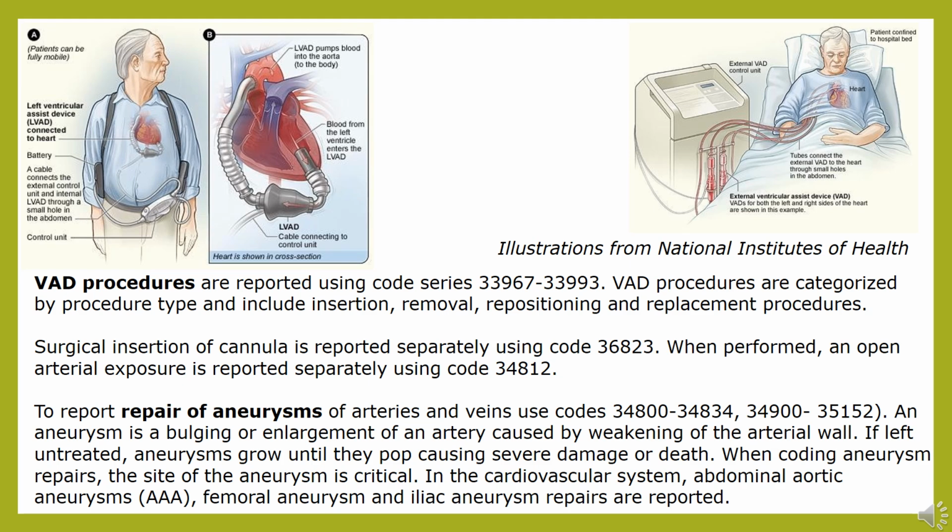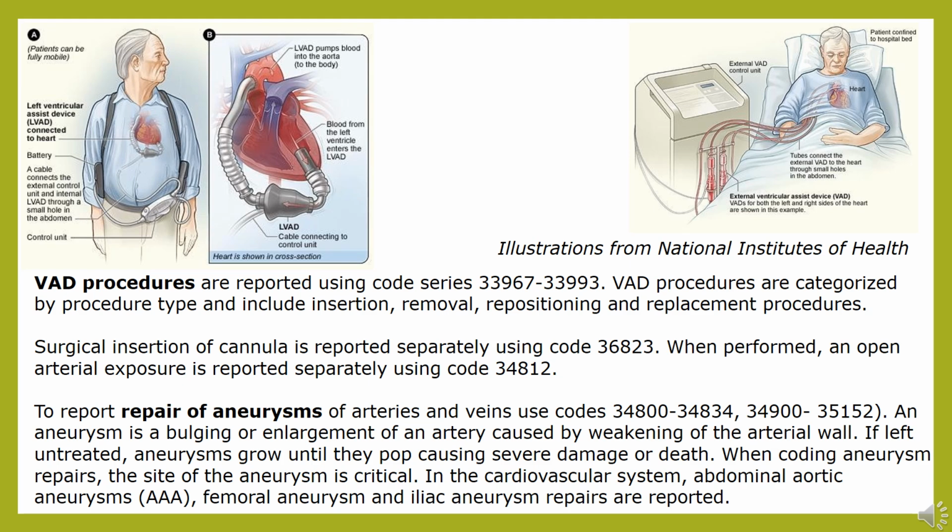To report repair of aneurysms of arteries and veins, use codes 34800, 34834, 34900, 35152. An aneurysm is a bulging or enlargement of an artery caused by weakening of the arterial wall. If left untreated, aneurysms grow until they pop, causing severe damage or death. When coding aneurysm repairs, the site of the aneurysm is critical.